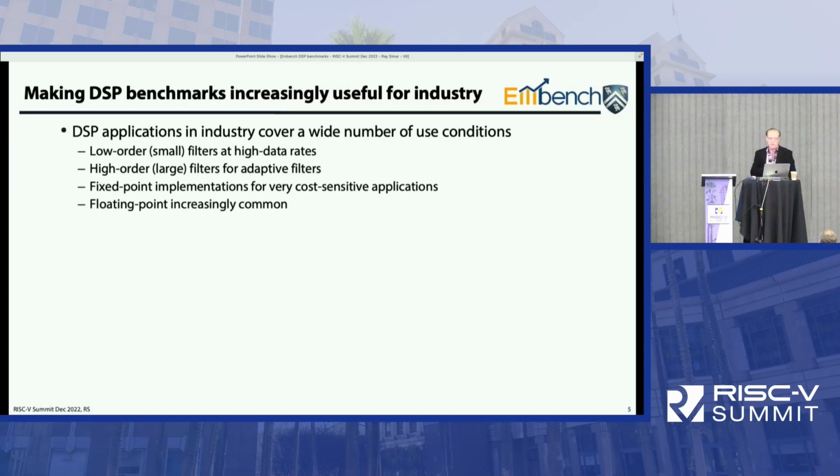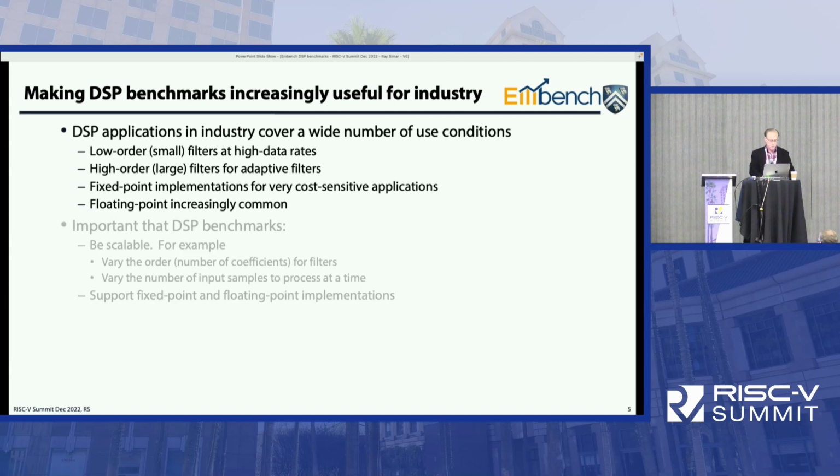I've talked to a number of people in the industry about what it would take for the DSP benchmarks in particular to be useful to them. And the trick is across the embedded space, people have a lot of different operating points. Some people do very low order filter, very high data rates. Others are very large filter, like, for example, adaptive filter, echo canceller kinds of things are often very large filter implementations. Cost-sensitive applications tend to often be fixed point, but floating point is becoming increasingly common, all right?